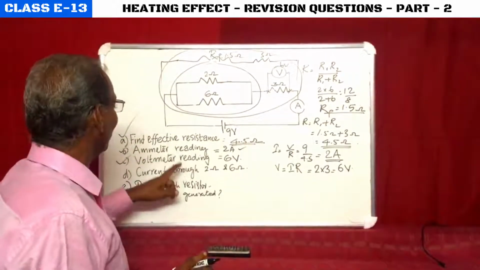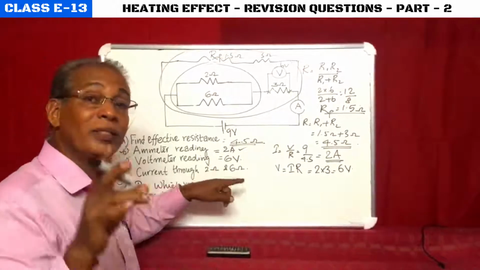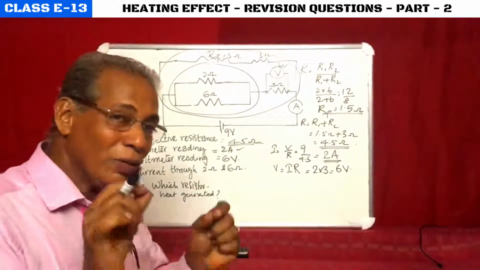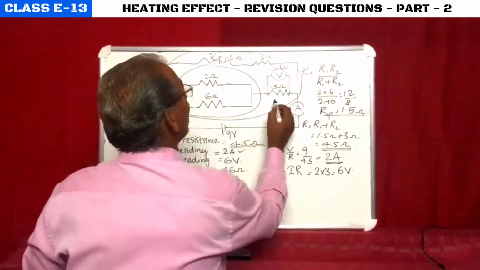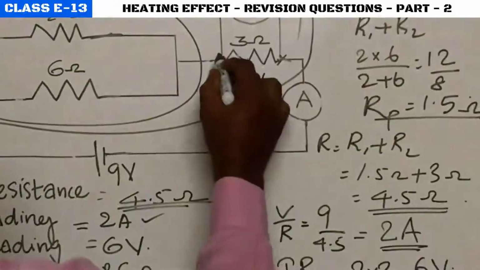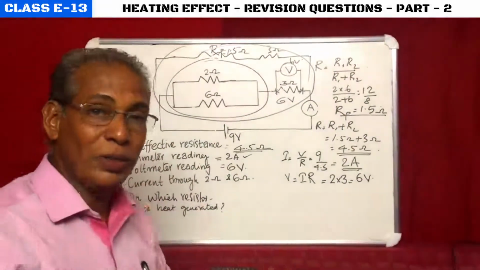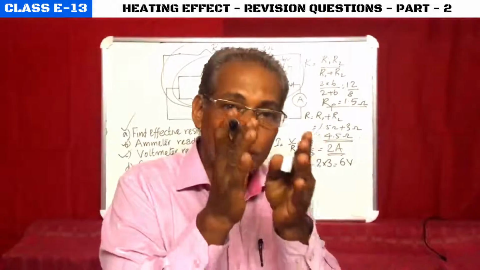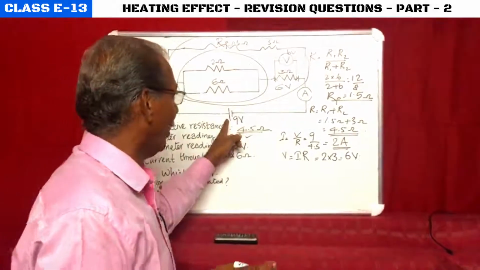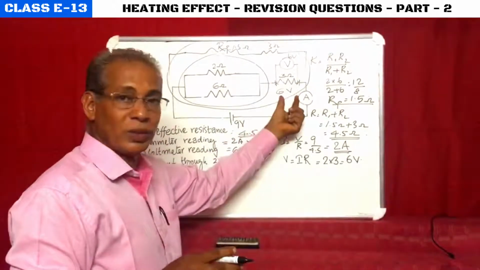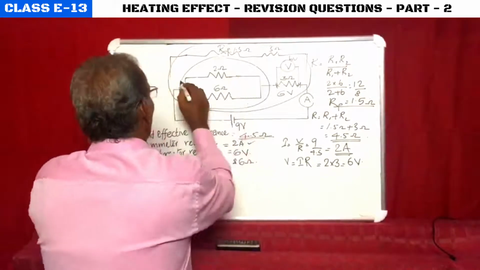Now comes another question: current through 2 ohms and 6 ohms. Then we have to think a little. Here across the 3 ohms we already got a voltage of 6 volt. 9 volt is the total voltage. We have studied that in series, voltage is split or divided. Here 9 volt is divided, and this 3 ohm gets 6 volt. So the remaining is available between these terminals.